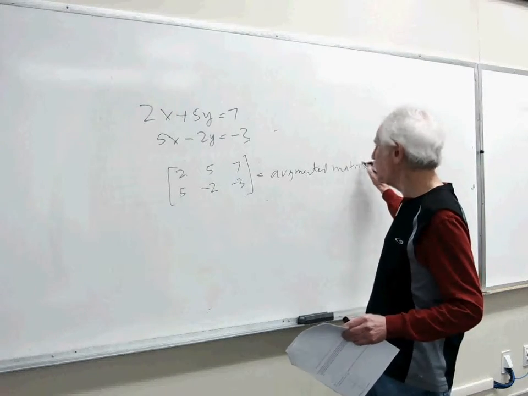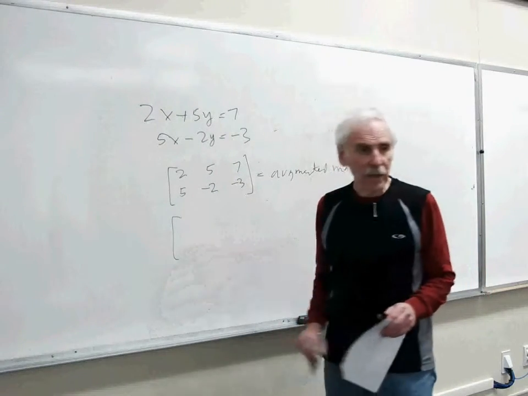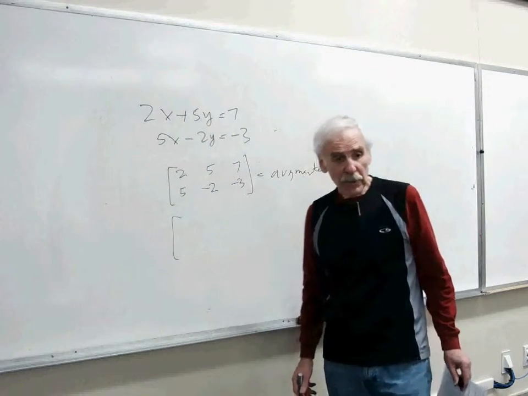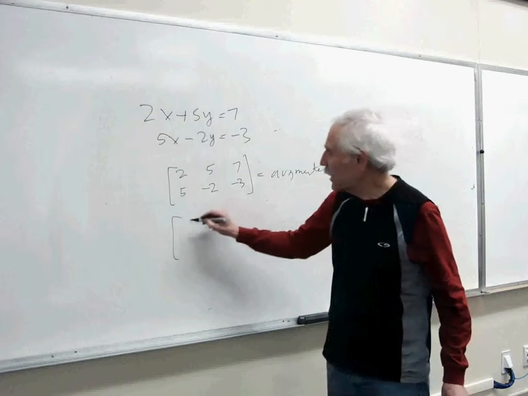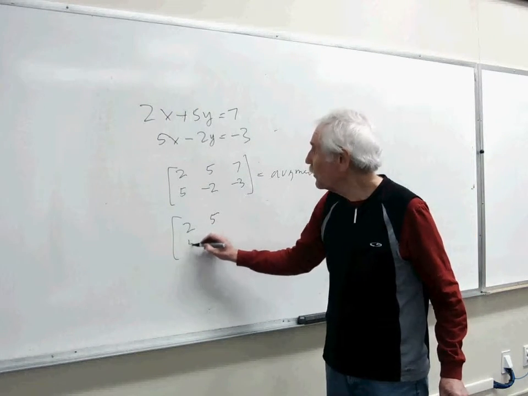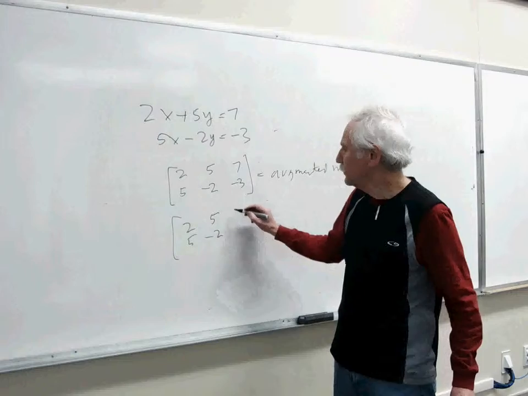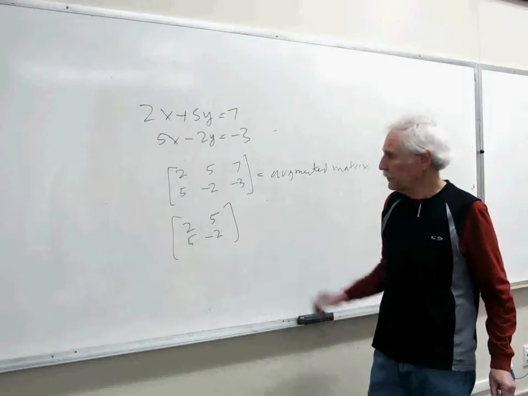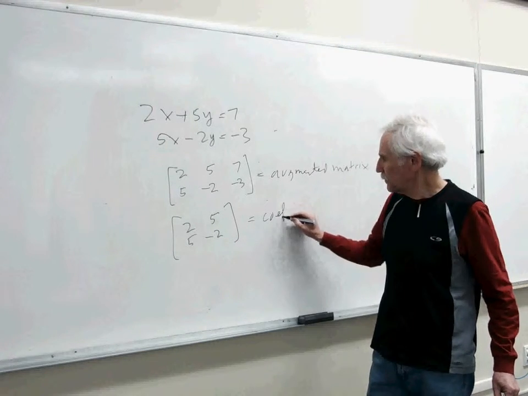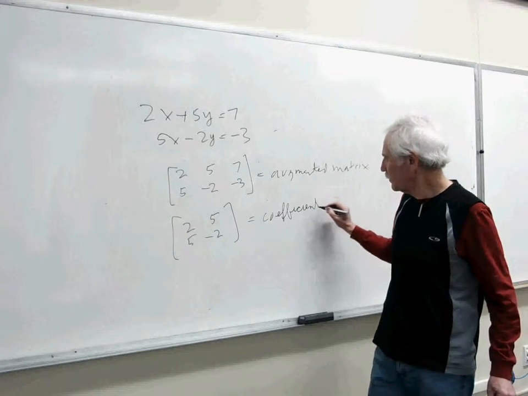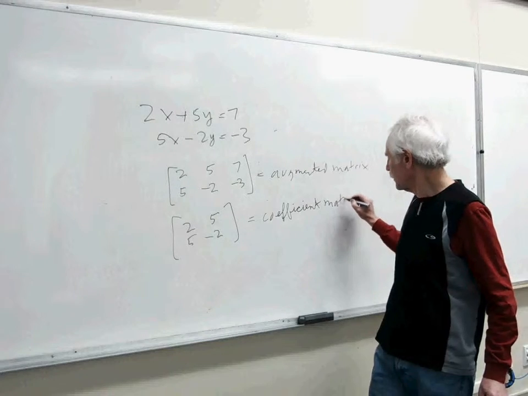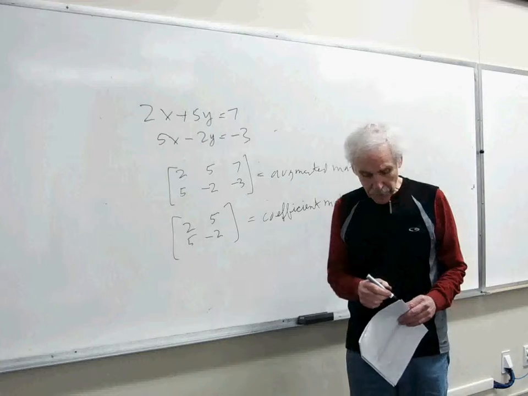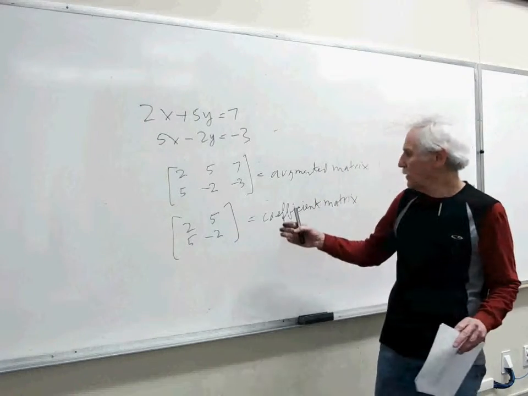The coefficient matrix is the same thing as the augmented matrix, but without the constant column. So that would be 2, 5, 5, and minus 2. In other words, those are just the coefficients. This is the coefficient matrix. And that's all there is to problem 15, just write down the coefficient matrix.